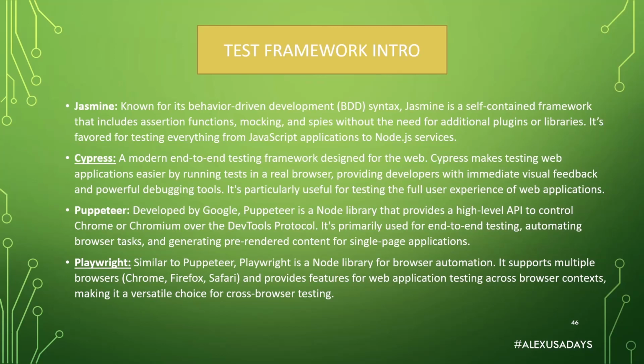So Playwright is similar to Puppeteer. Playwright is a Node library for browser automation. It supports multiple browsers, Chrome, Firefox, Safari, and provides features for web application testing across browser contexts, making it a versatile choice for cross-browser testing. So again, I'm planning to create two more courses for automation, one with Cypress and one with Playwright. And this course, Introduction to JavaScript for Testers, is a really good prerequisite for those two.